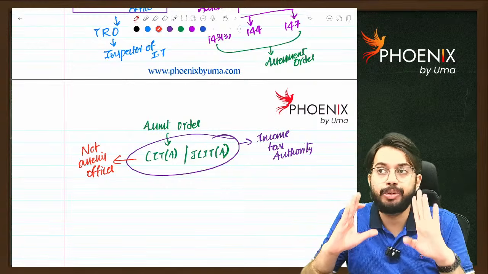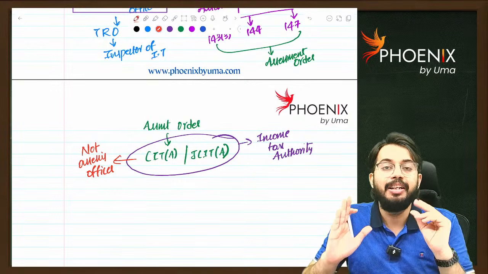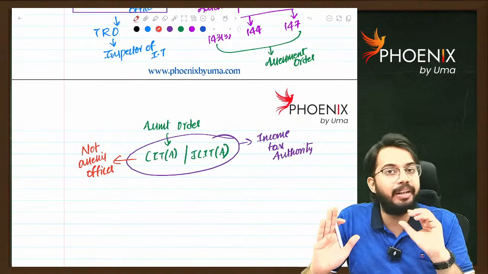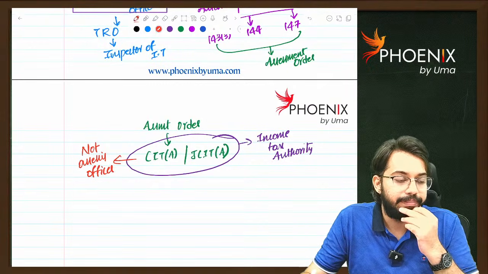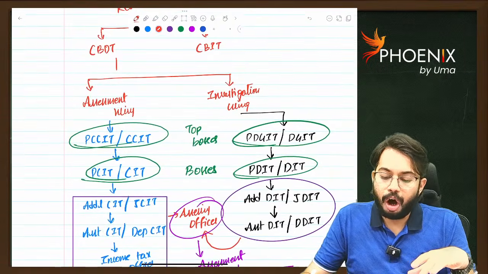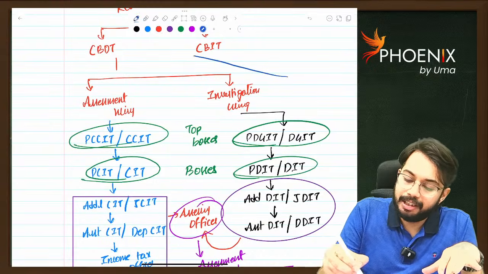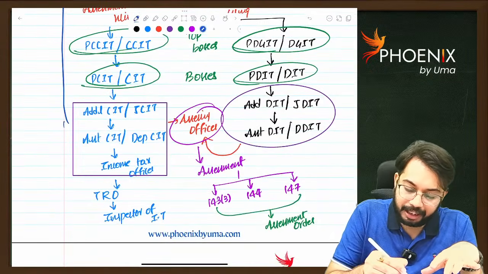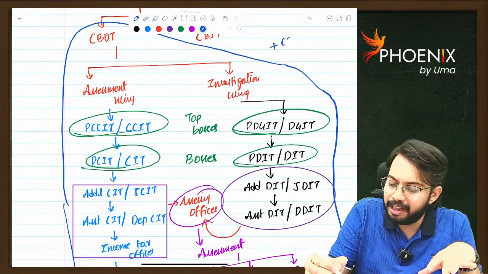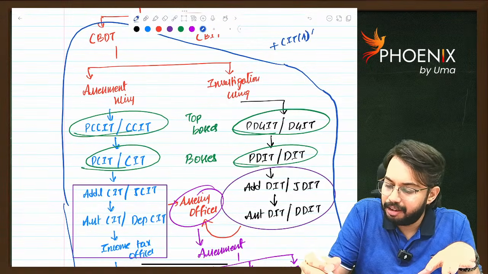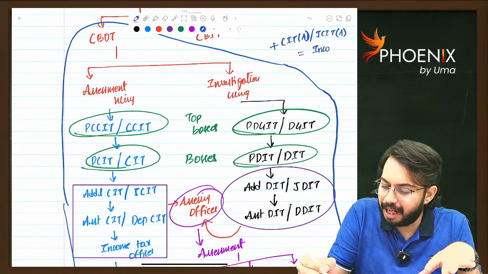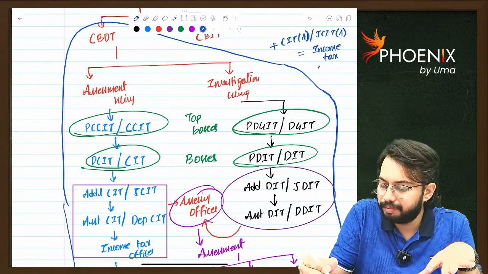There are some faculties who are telling you wrong in the market. CIT Appeals, JCIT Appeals, they are income tax authority, but they are not assessing officers. Now, all these together, CBDT, Assessment Wing, Investigation Wing, including CIT Appeals, JCIT Appeals, we call these people as income tax authorities.